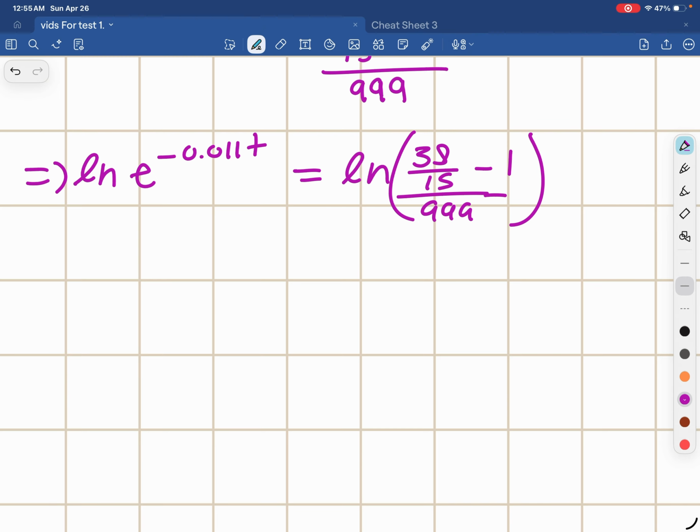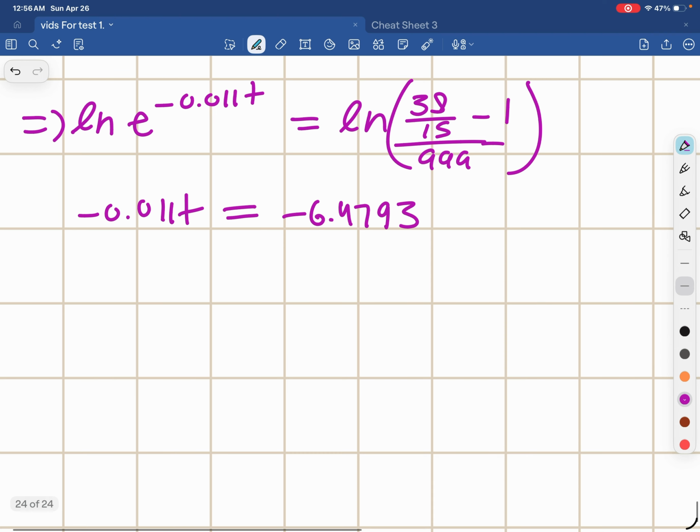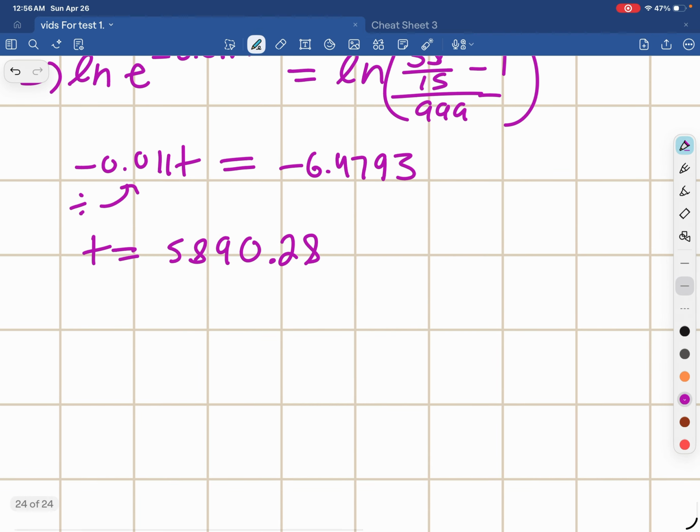And then we will get 0.001. This value we'll have to put in the calculator, that way you can actually tell what it is. So we'll get around 6.4793, and then we will obviously divide by this, and we will get t is equal to around 5,890.28, and we'll put that in minutes.